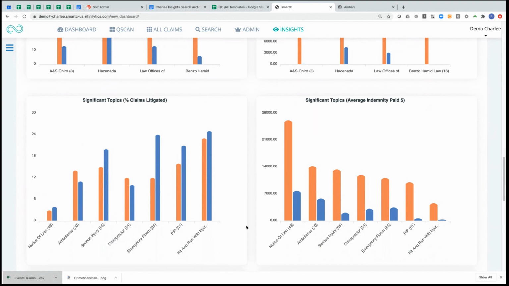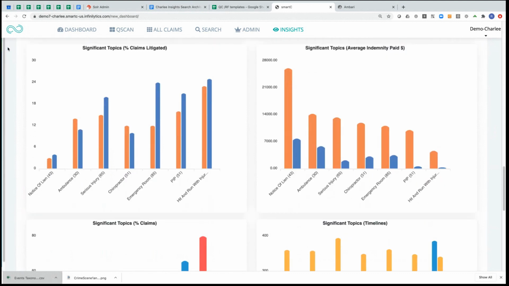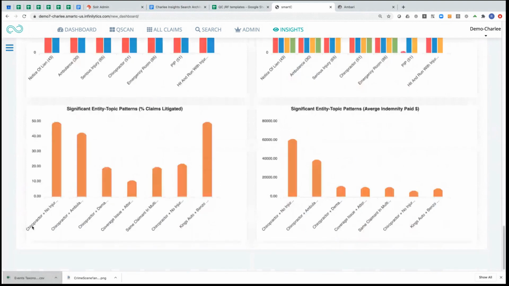And talking about patterns, what Charlee also automatically does, and let me show you that here, is it also combines some of these things. Like, for example, the chiropractor, no injury claimed by a third party, and ambulance together. Also, there's King's Auto and Benzo Hamid Law Firm. When they come together, what are the costs, what are the litigation aspects involved when different topics and entities come together in claims? That is another thing that Charlee automatically does for you.